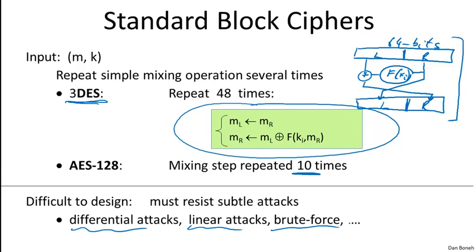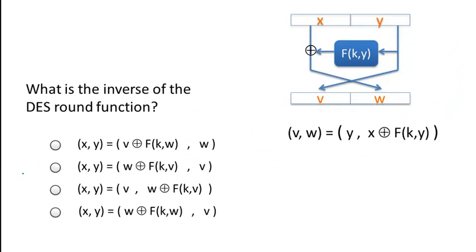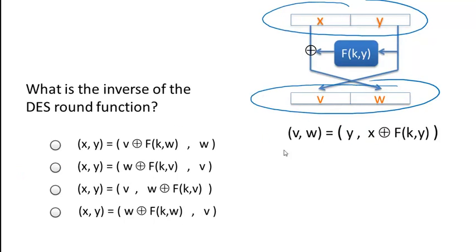I would recommend that in any system where you need to use a block cipher, you would basically use one of these two, preferably AES, which is the modern standard for a block cipher. So let me ask you just a quick puzzle just to make sure we're all on the same page. Here is the DES round function, as I said. So on input XY, the output is going to be VW, and I wrote in a formula what VW is as a function of XY.